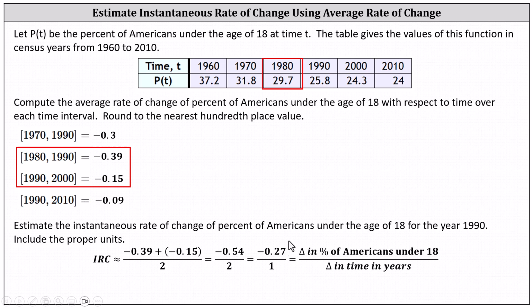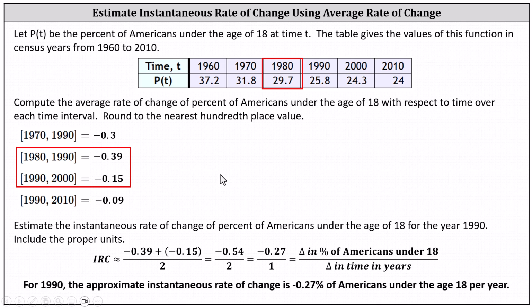To help understand the meaning of this, though, it's helpful to write it as a fraction. And remember, negative 0.27 indicates the change in the percent of Americans under 18, and the 1 indicates the change in time in years. Which indicates the meaning of our estimate is, for 1990, the approximate instantaneous rate of change is negative 0.27% of Americans under the age of 18 per year. Another way we can state this is that in 1990, the percent of Americans under the age of 18 is decreasing by approximately 0.27% per year.